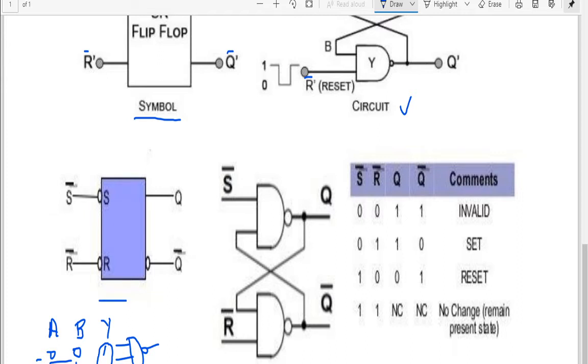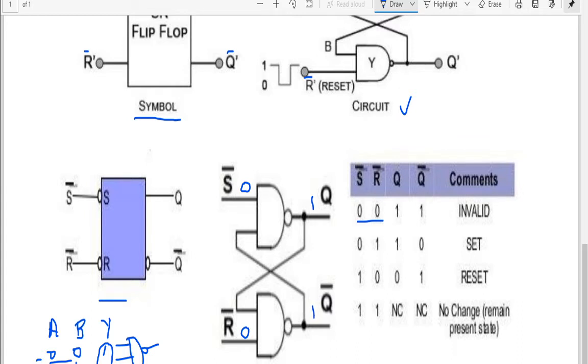Now how does an S bar R bar latch work? Let us take the first condition. The first condition is S bar is 0 and R bar is 0. If you look at the truth table of the NAND gate, when either or both inputs are low, the output is going to be high. So here, we are going to get the output as high for the NAND gate.